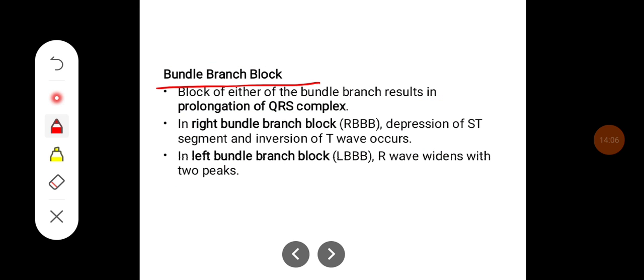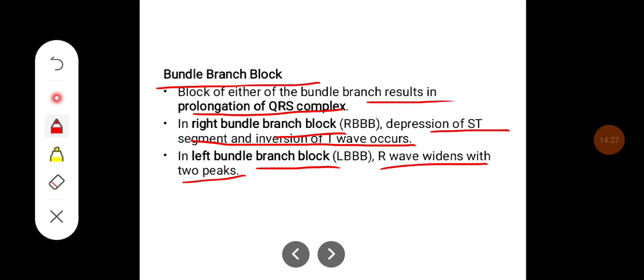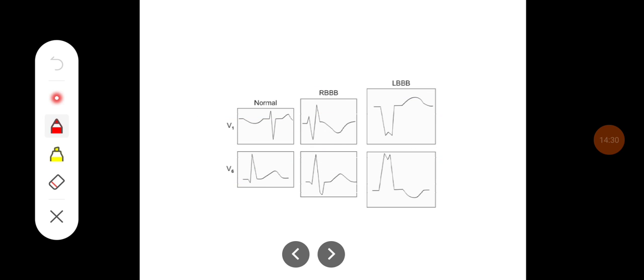Then there can be bundle branch block. The block of either bundle branch results in prolongation of the QRS complex. In right bundle branch block, which is called RBBB, there will be depression of the ST segment and inversion of T waves. And in left bundle branch block, which is LBBB, the R wave widens with two peaks. Okay. So here you can see the differences between the right bundle branch block and left bundle branch block.